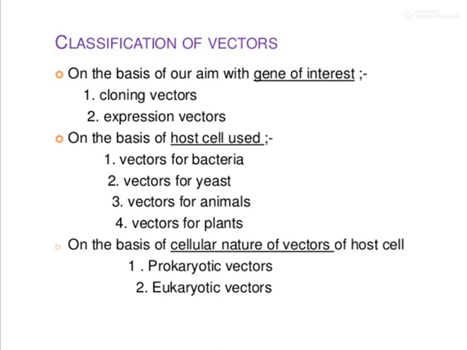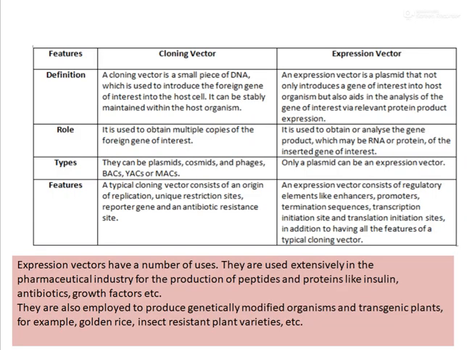And on the basis of the host cell being used, we can divide them as vectors for bacteria, vectors for yeast, vectors for animals, vectors for plants. And on the basis of the cellular nature of the host cell, you can consider them as prokaryotic vectors as well as eukaryotic vectors. So let's deal with cloning vectors and expression vectors.